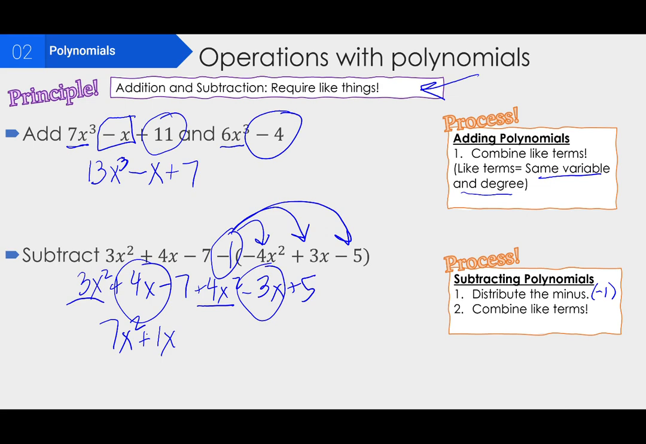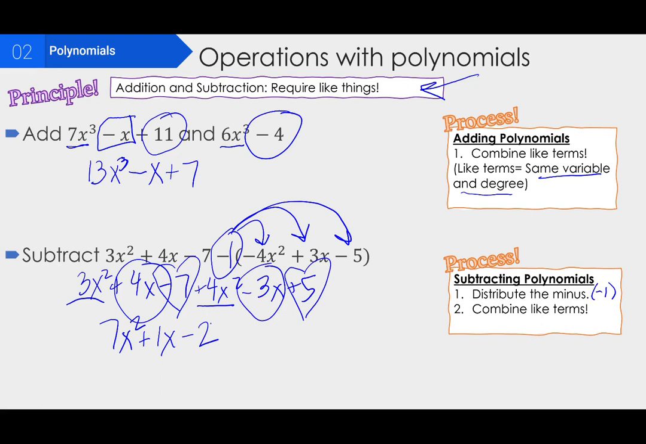And then our constants. Negative 7 plus 5 is negative 2. And again, that's all we can do. We can't combine any more like terms. So we're done. Adding and subtraction, just like terms.